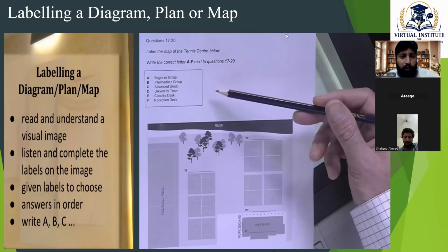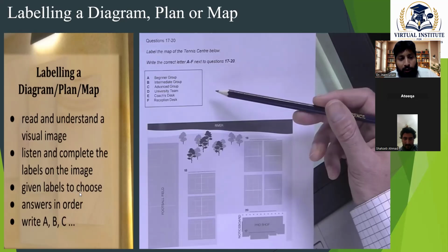Okay, so we were talking about the visuals, right? You need to look at the diagram or whatever kind of visual is given on the piece of paper, read the instructions and then the image, and try to follow it. Listen and complete the labels on the image. Wherever there are labels, you need to listen to the audio and label the image as the speaker talks about it, so you need to fill up the gaps.